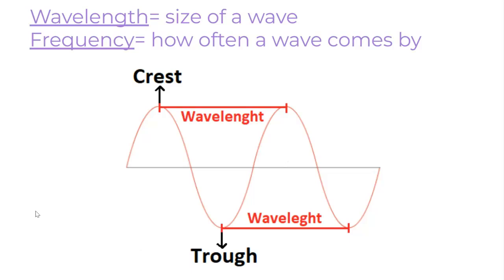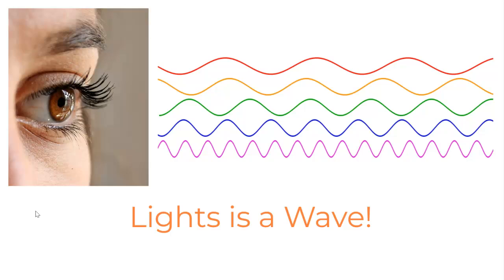Now let's move on to waves. So this is a picture of a wave. The crest is the top of the wave. The trough is the bottom of the wave. Wavelength is the size of your wave, and that goes from crest to crest or from trough to trough. Frequency is how often a wave is going to come by. Light is a wave, and it stores energy in the form of photons.